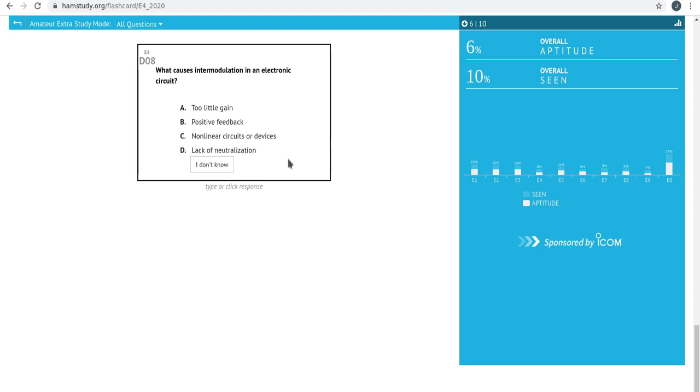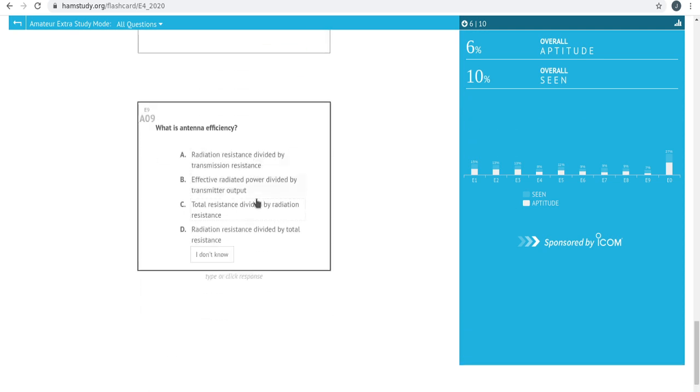What causes intermodulation in an electronic circuit? Not A, too little gain. B, positive feedback. C, nonlinear circuits or devices. D, lack of neutralization. And intermodulation is caused by nonlinear circuits or devices.